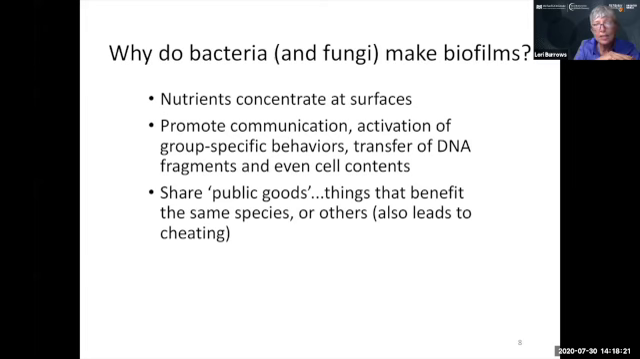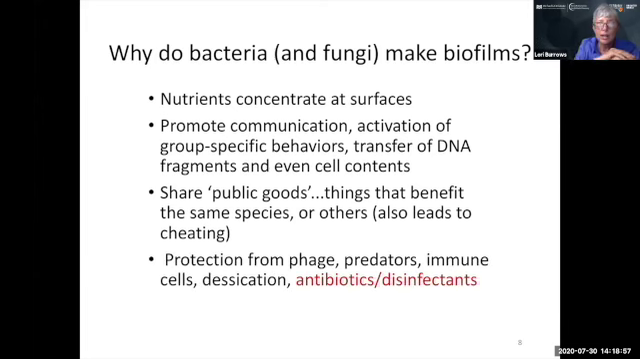But it also can lead to cheating, because you can imagine if you have a group of bacteria that need to make an enzyme to break down a food source, and you have mutants that accumulate that don't make that enzyme, they actually get the benefit of their neighbors' enzymes, but they don't have that metabolic cost. So there is a whole subfield of microbiology called sociomicrobiology, where people study how bacteria restrict cheaters from prospering, because we don't like cheaters.